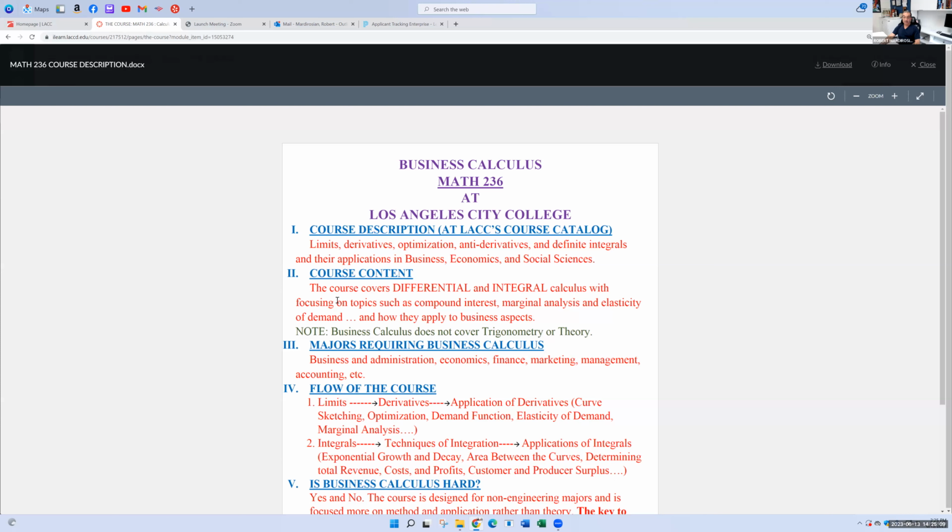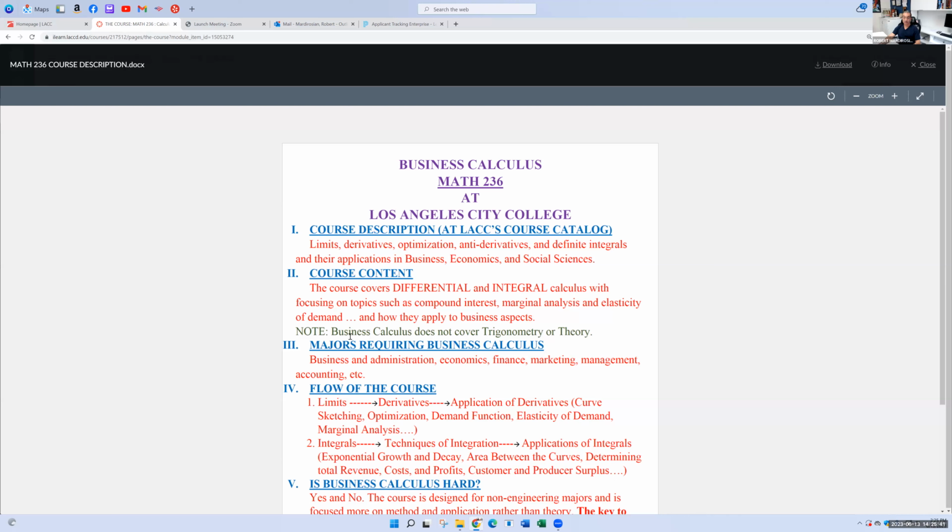The course content: mainly the course covers differential and integral calculus, focusing on topics such as compound interest, marginal analysis, elasticity of demand, and so on. I didn't list all the topics, just the main ones for you to get an idea of what goes on in this course. And of course, you're going to learn all this, and you're going to learn how to apply this in the business world.